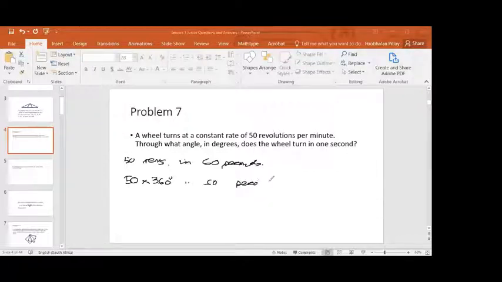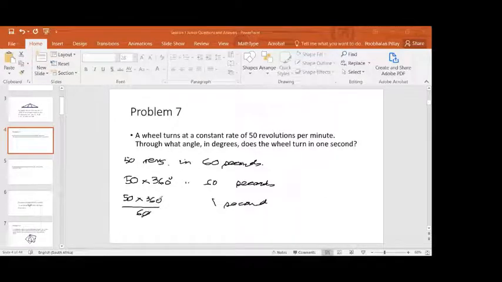And the question asks, how many degrees in 1 second? So if this is in 60 seconds, then in 1 second, it's a question of proportion. It will have to be 50 times 360 divided by 60. In 60 seconds you have that, therefore in 1 second you have to divide.